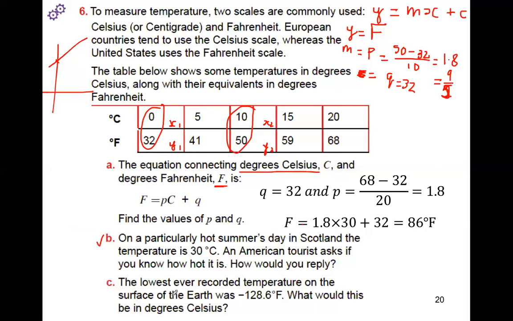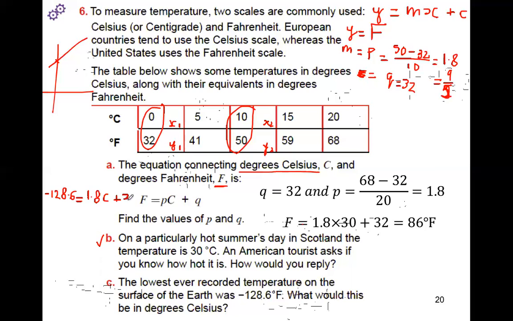So now the last question is, the lowest ever recorded temperature on the surface of the Earth was minus 128.6 Fahrenheit. So that's this temperature here. What would this be in degrees Celsius? So this time we know F, and they're asking us to find C. So this is where you would set it as an equation, and you need to solve this equation. Minus 128.6 equals 1.8 C, which is what we're looking for, plus 32.